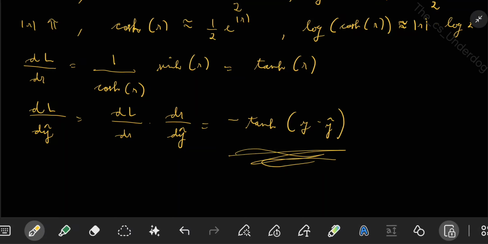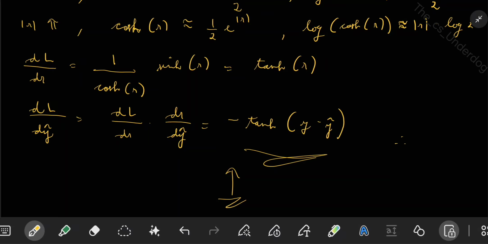So here, when you got minus tanh of the residual as the derivative, what did you understand? First thing is, you have a bounded gradient, because the mod of the value of tanh will be less than or equal to 1. So you can say this is a bounded gradient. Next thing is, this gradient saturates for large residuals. If the residual is large, it saturates, which means you are robust against outliers. This is the main point.